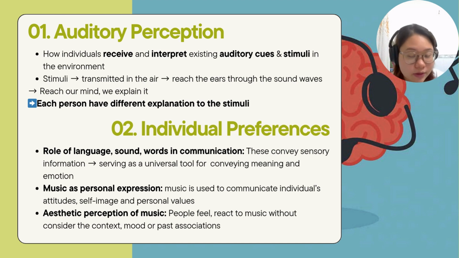Lastly, the aesthetic perception of music. It is evident from research that many listeners of classical music will perceive the aesthetic expressions of classical music, whether or not they are trained to do so. So it indicates a natural aesthetic appreciation of people toward music genres, which means that individuals will feel and react to the music without considering the context, the mood, or past association. So when they hear classical music, even if they haven't heard it before, they will feel that it is very luxurious, very intelligent, something like that. So it's the aesthetic that the music brings to individuals that they can feel inside them.